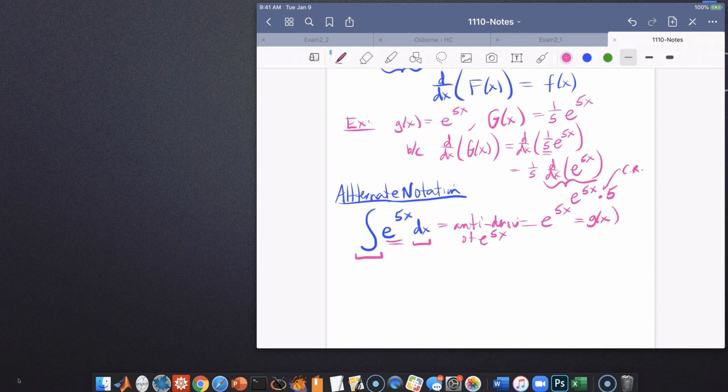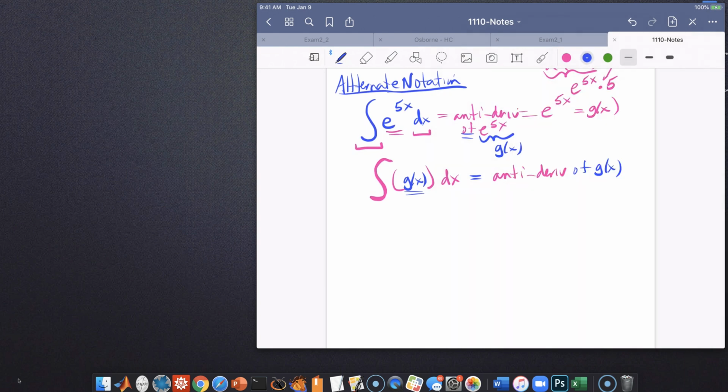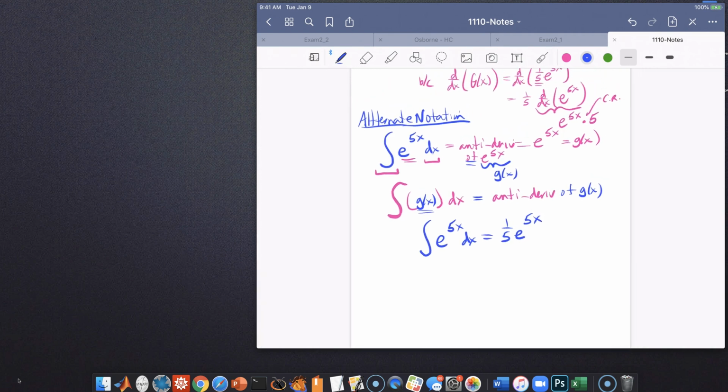So if you want to find an antiderivative of something, this notation is the antiderivative notation, and if you want to say of a particular function g, you would put the g of x there. Together this says the antiderivative, that's the notation in pink, of the function g of x. So we could say here that the antiderivative of the function e to the 5x is 1/5 e to the 5x, and that is a slightly more concise notation.